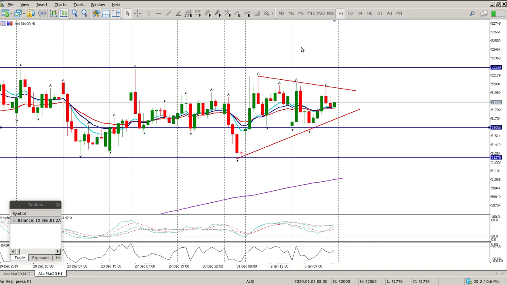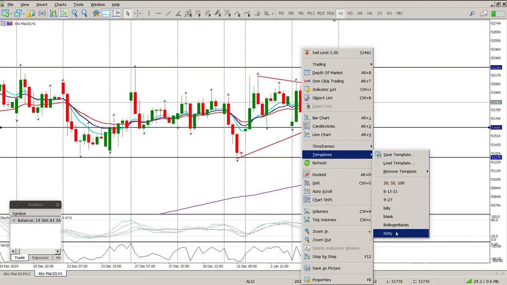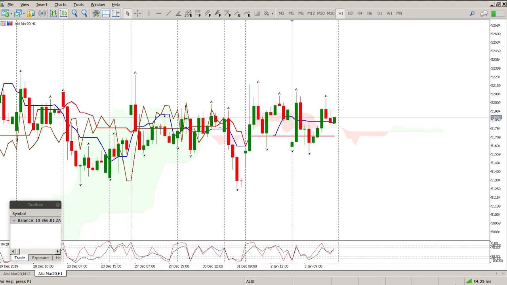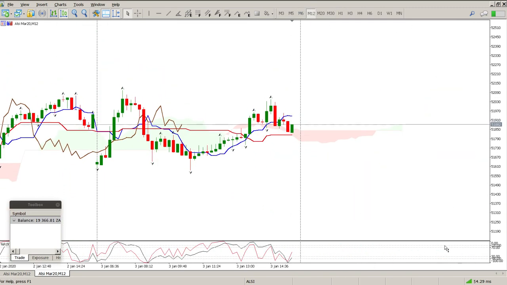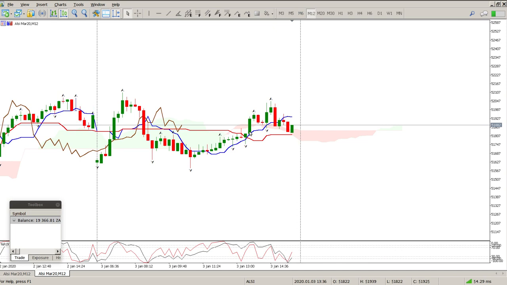So what I'll just do quickly is jump across to the Ichimoku. And I don't think it's going to give us anything new. So there we have bullish, bullish, bullish. But the fact that we're going above the cloud, below the cloud, above the cloud, below the cloud, that is ranging, okay?